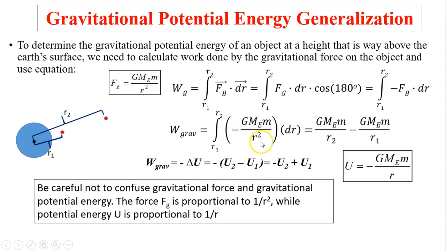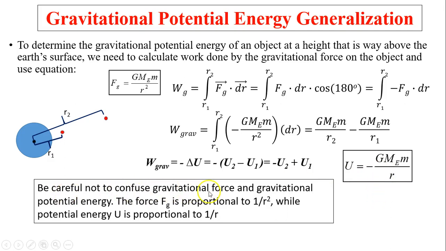Fg is G m_E m over r squared, so you have a negative sign times dr. And this gives you, from your reference table, G m_E m over R2, the top, minus G m_E m over R1. So remember, work done by gravity equals the negative change in potential energy. That means it's negative of U2 minus U1, so that gives you negative U2 plus U1. So that gives us the expression U equals negative G m_E m over R. This is a general expression for gravitational potential energy.